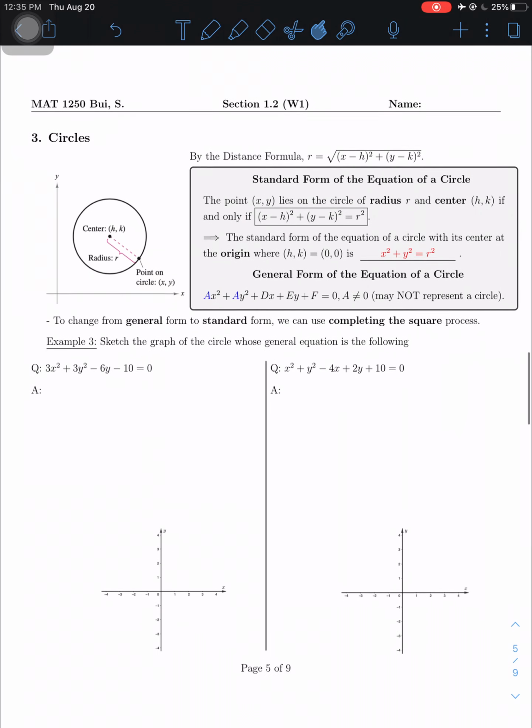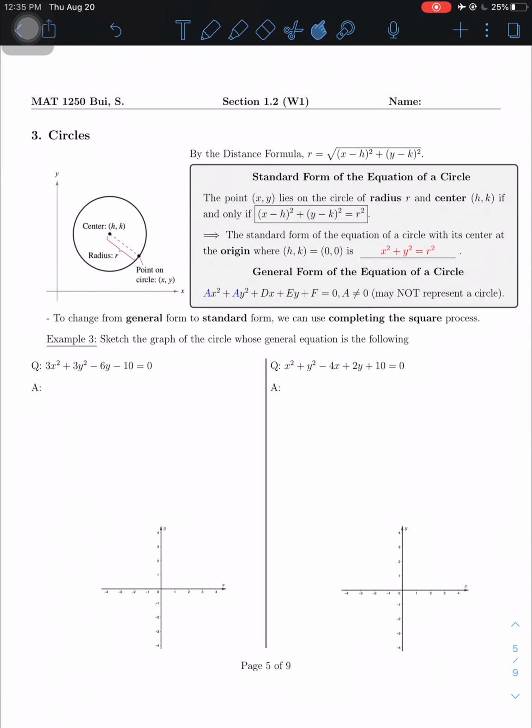Okay. Next objective: circles. So we talked about lines. We talked about curves. Another form of equation, or not even equation, another form of sets of points, collection of points. We have circles.